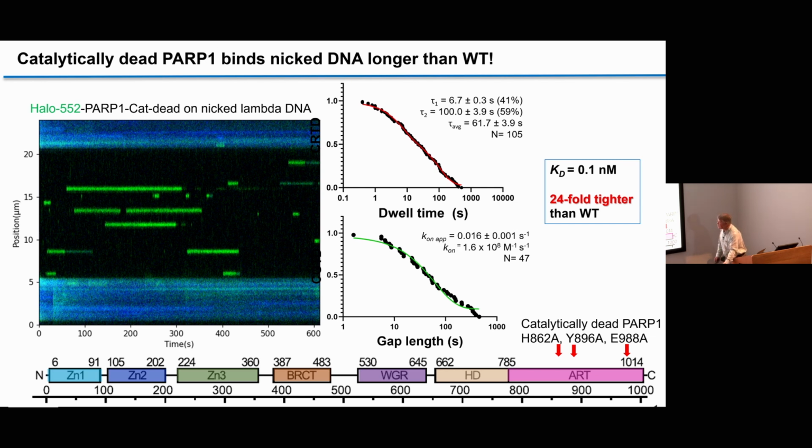It was really shocking the first day when we ran this on the C-trap. It's so long-lived, it was amazing. So we had to fit a double exponential, and the average time was about 60 seconds. So it's actually increased the binding energy tremendously. And so we believe there's an allosteric, reverse allosteric network that the ART domain is now talking back to the WGR domain and the zinc fingers to make it bind tighter.